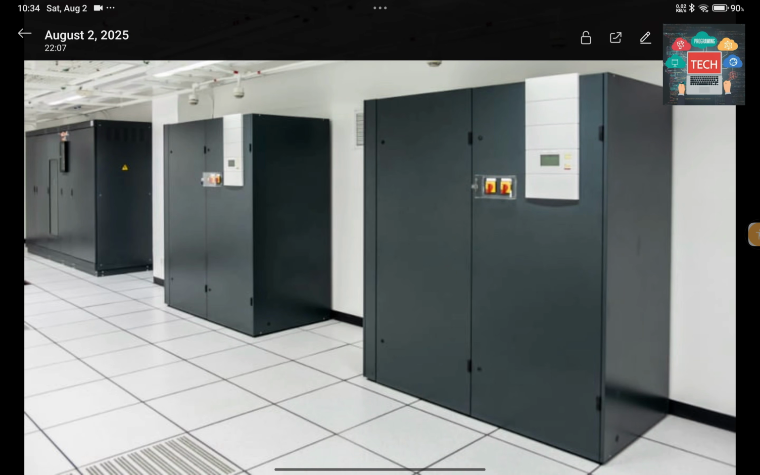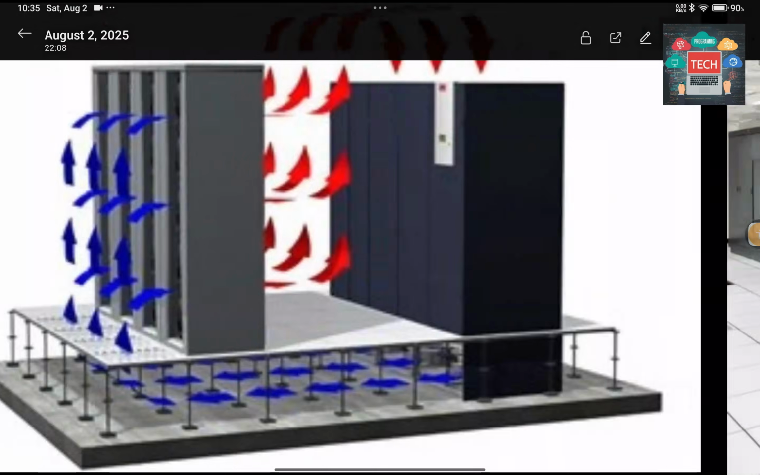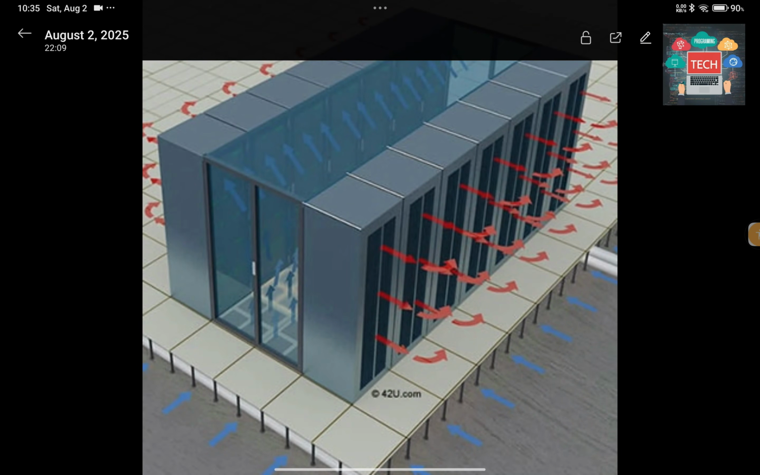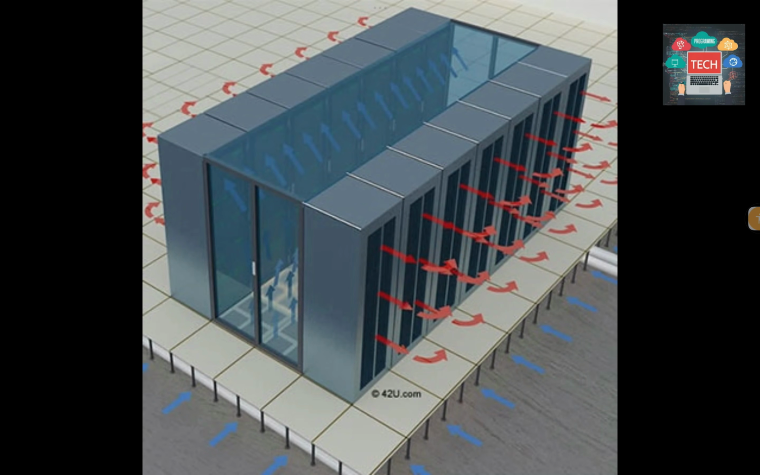Through these perforated tiles, cold air comes, and the servers are like this. You can see inside there is one glass, so this is called a cold containment zone. Under it you can see the blue arrows. Perforated tiles means the air can cross through them. From here the cold air comes, and all the servers and racks suck the air in and leave the hot air on the backside.